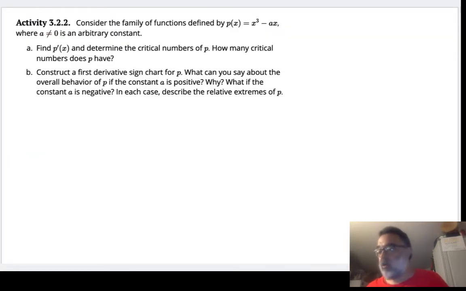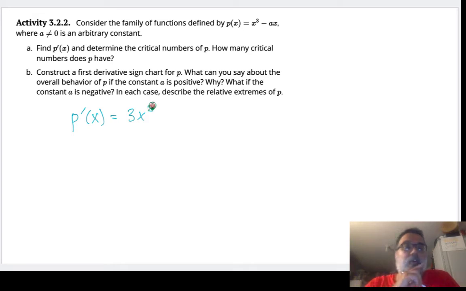So let's dig in a little more. Let's just think about these first two ones. So find p prime of x. The derivative of x cubed is 3x squared. It's not an exponential, it's a polynomial term. And then the derivative of minus a times x. So a, even though it looks like a variable, we're thinking about it as an unspecified number.